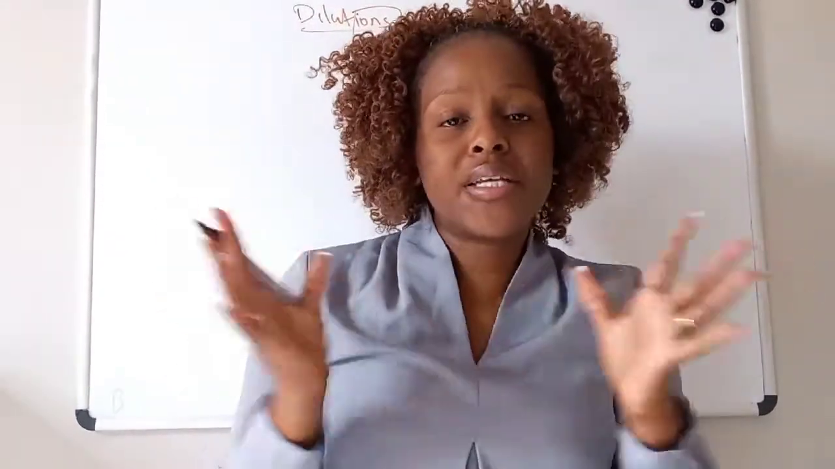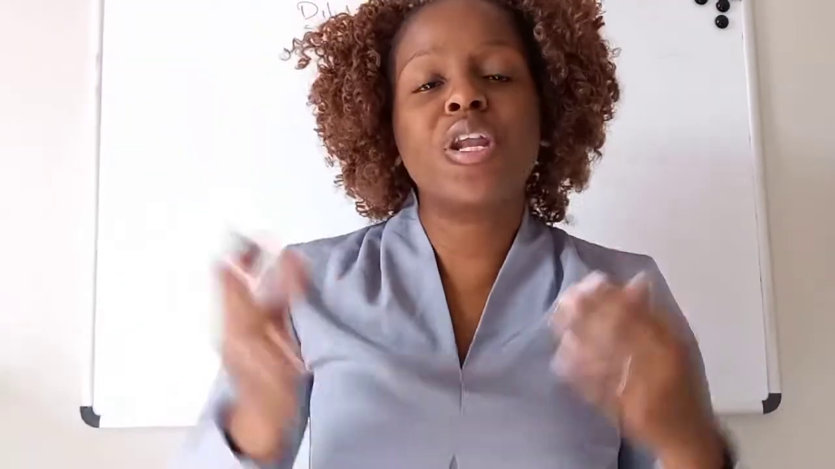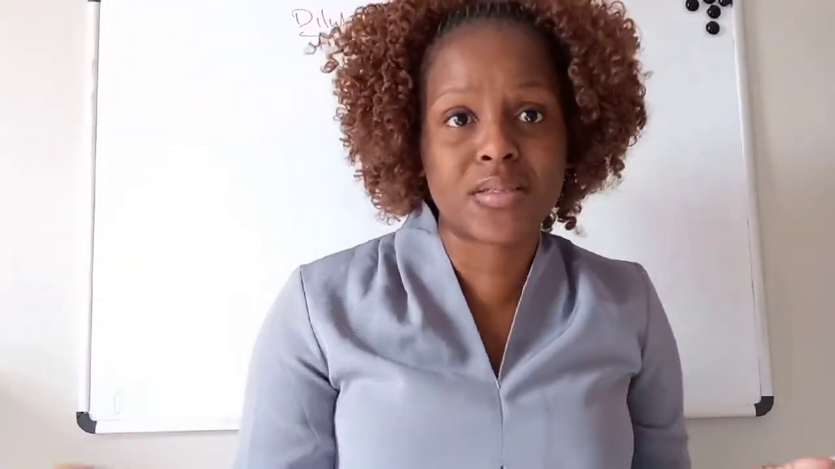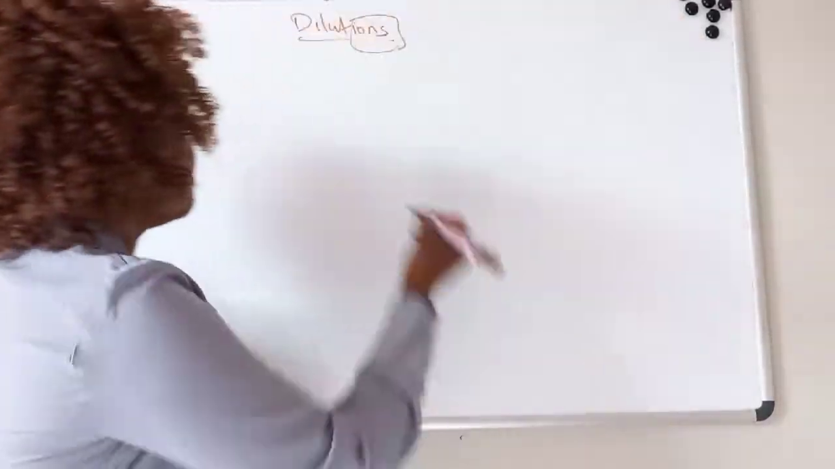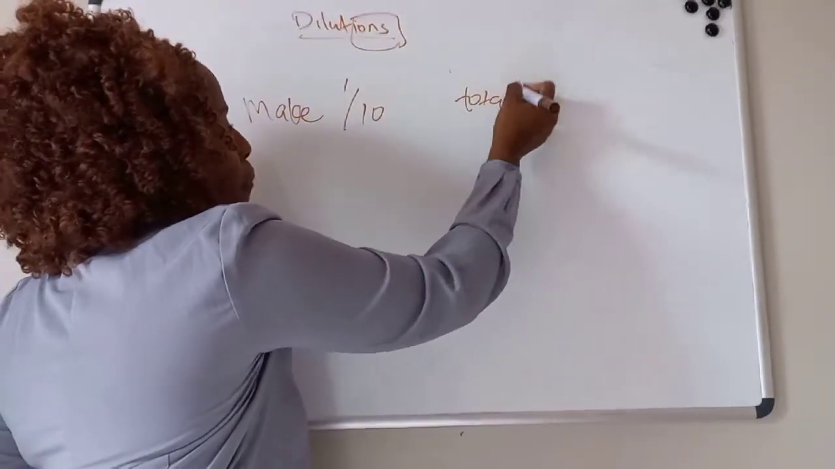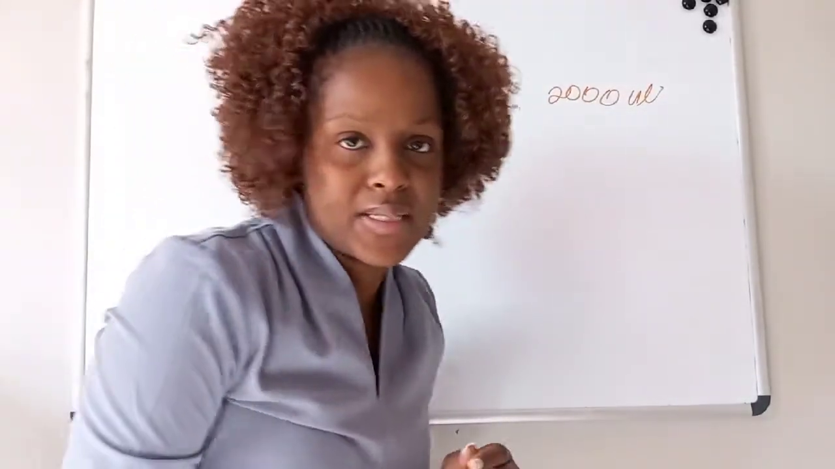So let's say they're telling you to prepare a 1 in 10 dilution, and the total volume at the end must be 2000 microliters. In this case, you can't just think on your own and say I'm going to use 100 microliters. Now you need to calculate how much of the solute, or how much of the serum, you will have to pipette, because now they are being specific for you. So make a 1 in 10 dilution, whereby your total volume has to be 2000 microliters.